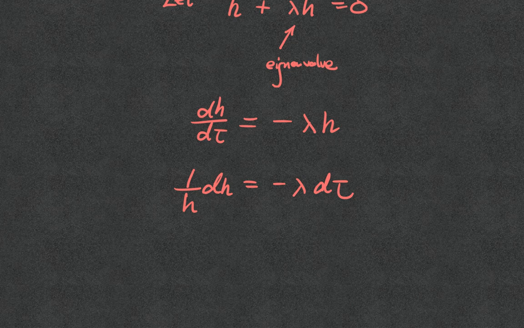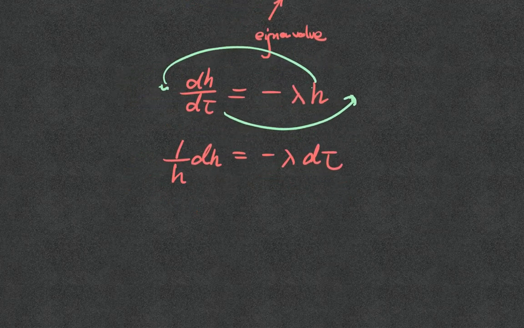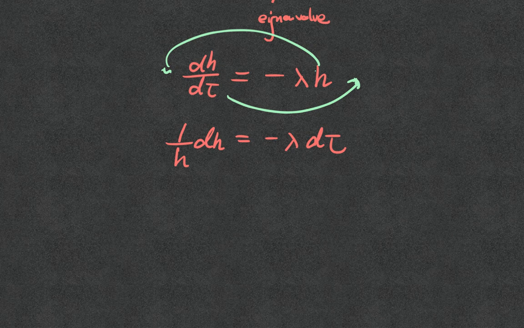I'm simply moving this to this side, moving this to this side, and then I get this. Do you see that? dt, I'm just moving it to here, and dh, I'm moving it to here. I divide both sides by h, and I get this. Okay, so this is already done. We can solve the analytical solutions. Why?